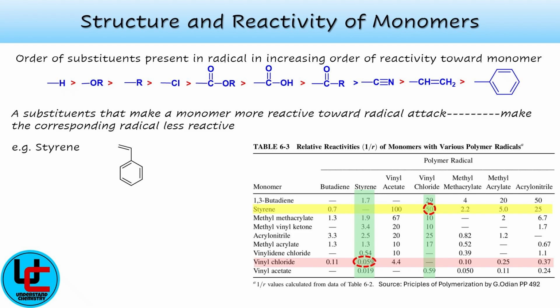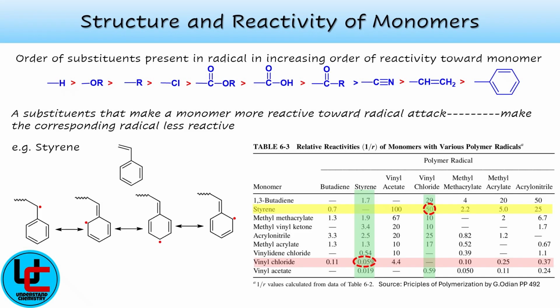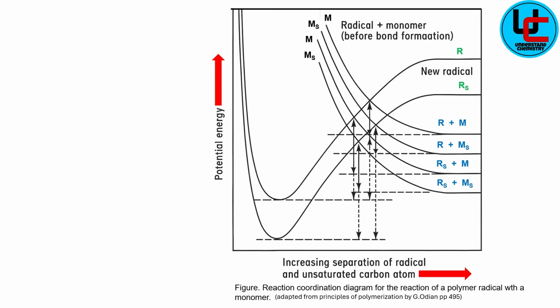On the contrary, the reactivity of vinyl chloride toward styrene radical is very small, as the styrene radical is resonance stabilized as shown here. The interaction of radical reactivity and monomer reactivity in determining the rate of a radical monomer reaction can be more clearly seen by the use of the reaction coordinate diagram. The diagram shows the potential energy changes associated with the radical monomer reaction as a function of the separation between the atoms forming the new bond.